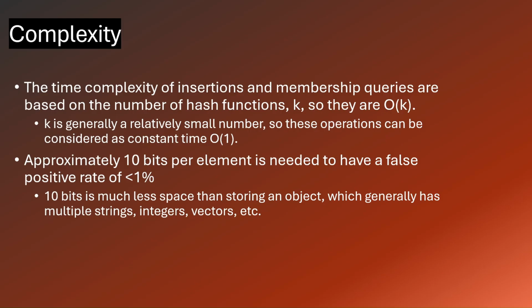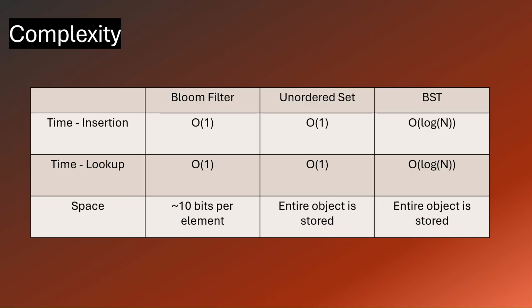As for the space required, approximately 10 bits per element are needed to have a false positive rate of less than 1%. The math behind that is beyond the scope of this presentation, but that is the result of it. This is a lot less space than storing an object, which generally has multiple strings, integers, vectors, etc. stored within it, and most other data structures will be storing the entire object within them.